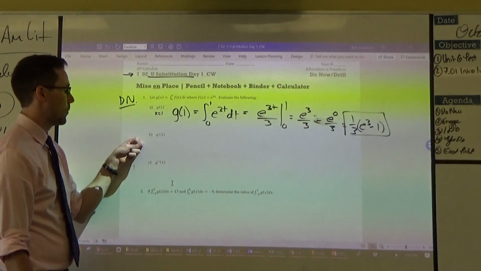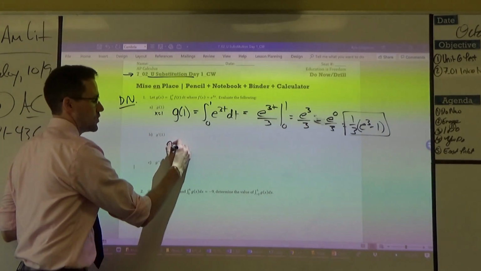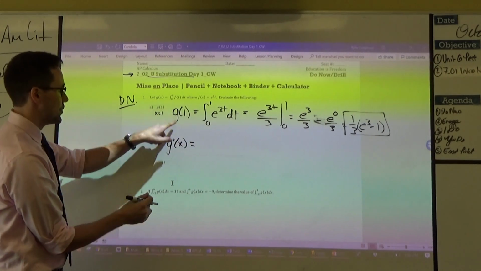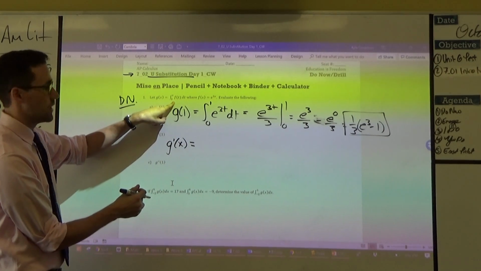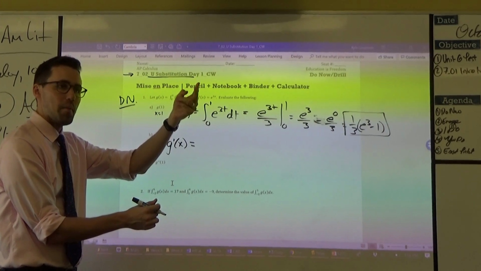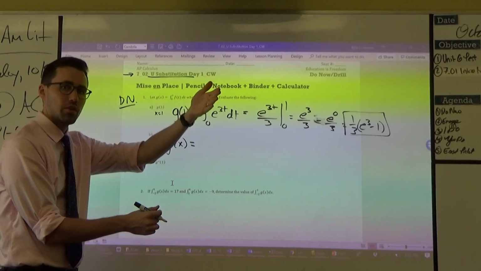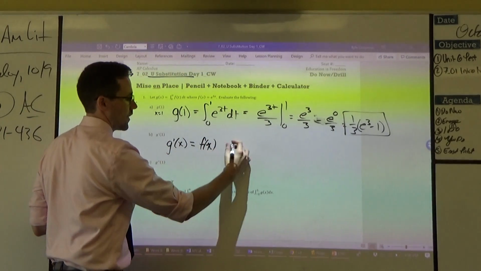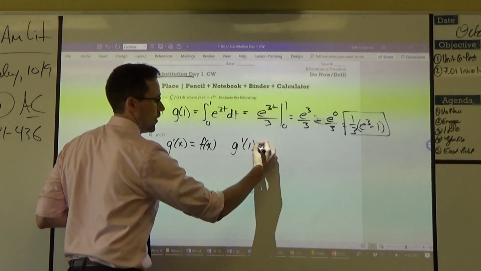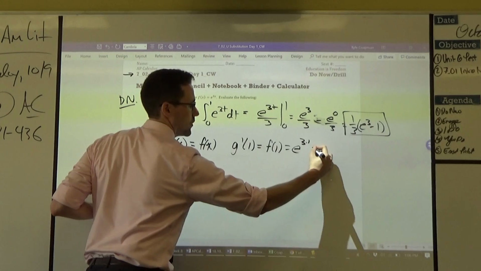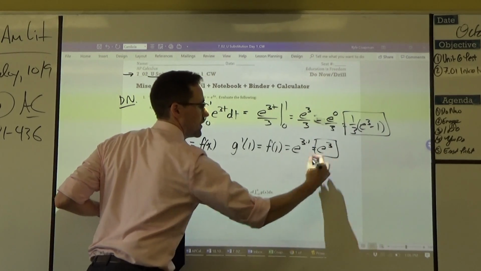Let's go to part B. Now we're looking for g prime of 1. First I'm going to find g prime of x. Well, g is defined as the integral of f of t. I remember that when I take the derivative of an integral, I'm essentially taking the antiderivative but then taking the derivative, so they cancel out. I simply get f of x. So then g prime of 1 will equal f of 1, which equals e to the 3 times 1, which equals e to the 3. Final answer is e to the 3.